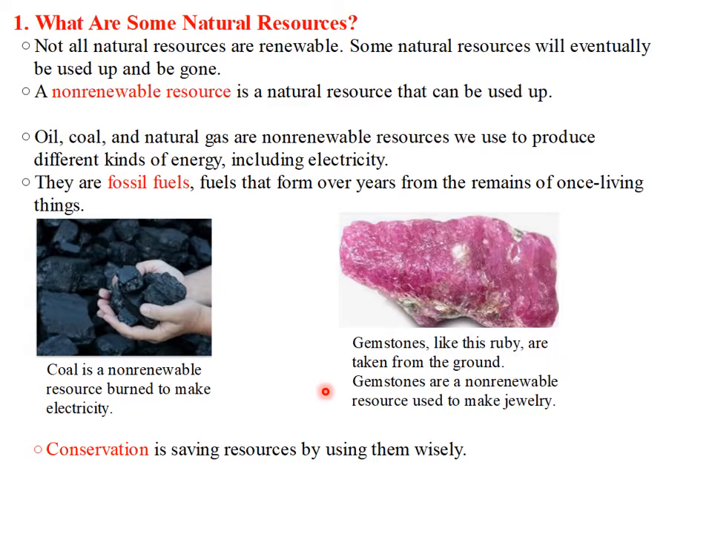Now, how can we make sure these resources don't disappear too quickly? We have to conserve them. Conservation is saving resources by using them wisely. So, what are some ways that you can use non-renewable resources wisely? You can start by turning off lights when you don't need them.